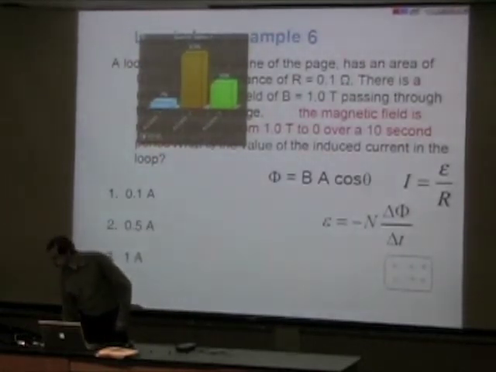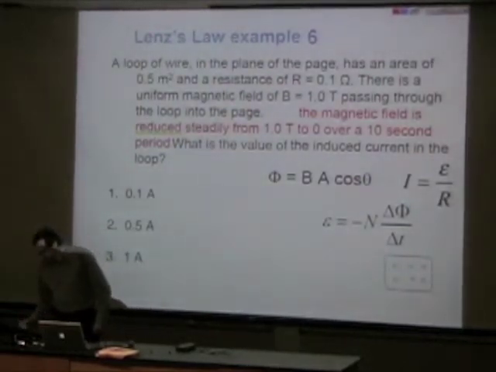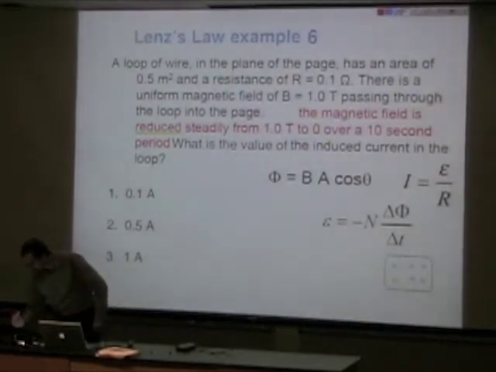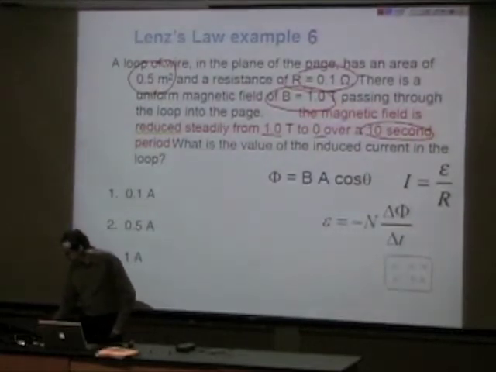I don't know the answer, so I have to solve it the way you did it. I have to throw an answer somewhere. Well, so what do we know? The area, the resistance, the magnetic field, and the delta t, the time interval, and the initial value for the field and final value for the field, and just one loop.